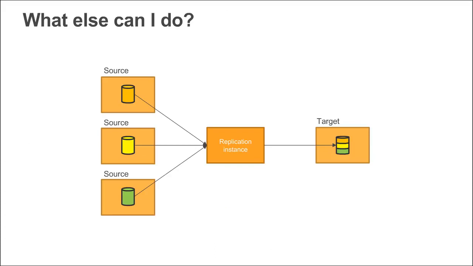So we talked about moving data. Obviously, the particular scenario we're going to talk about today is shard consolidation. Lots of people have done it in the past. Basically, you've got your multiple sources here, funneling all through the replication instance to the single target.